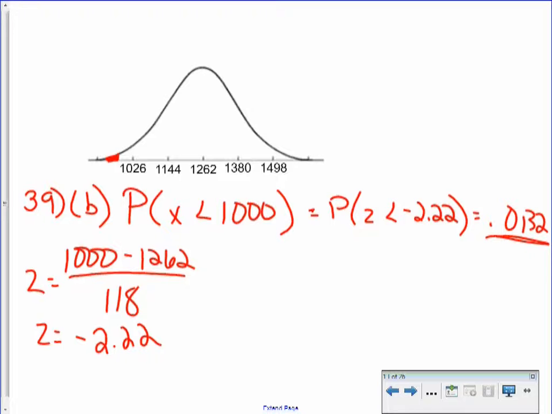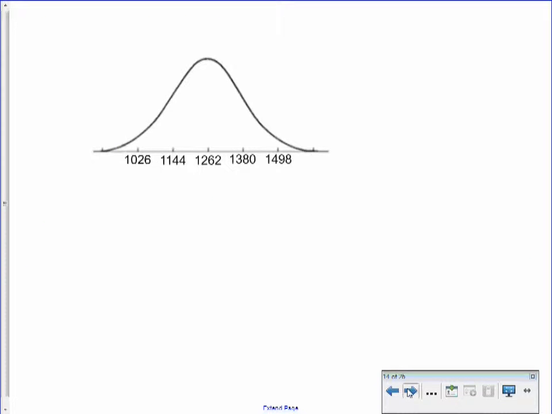B says, as we've seen, what is the probability? C says, what proportion? Does that change our process? Not at all. Remember that probability can also be interpreted as proportion, so you can use either to make those calculations. So what proportion of bags contain more than 1,200 chips? Even though it asks for a proportion, I'm going to do the same thing. So 1,200 will be maybe in there.